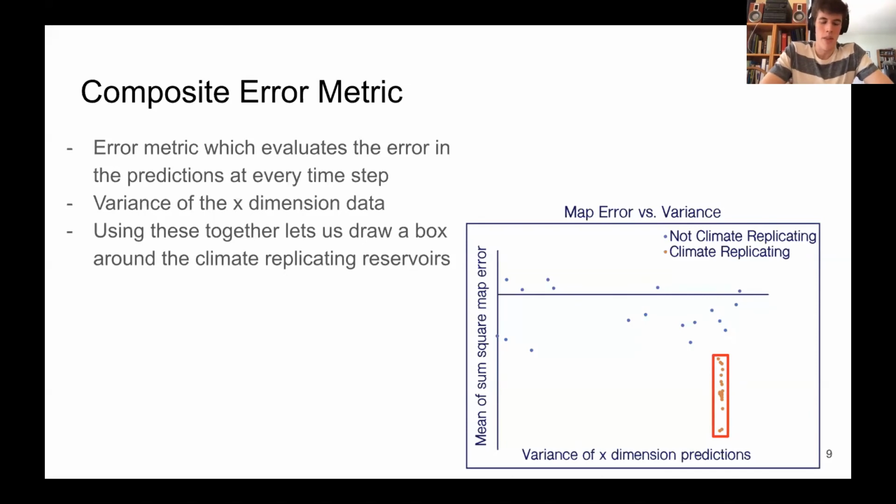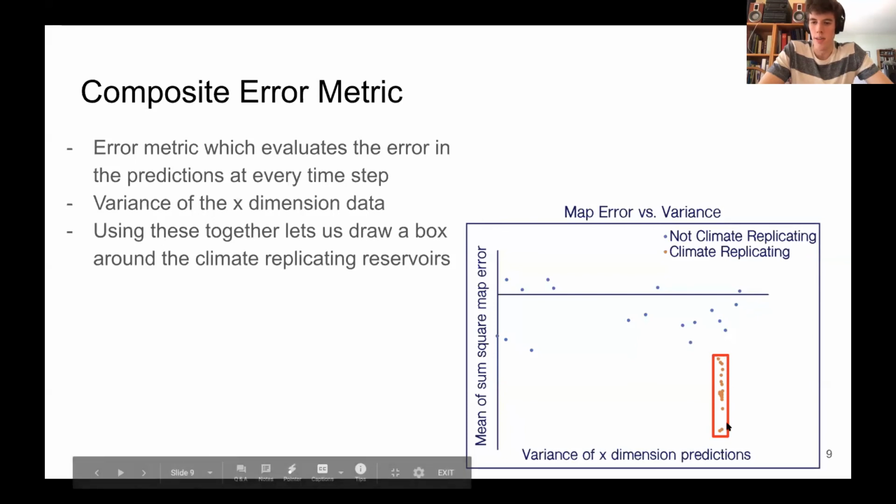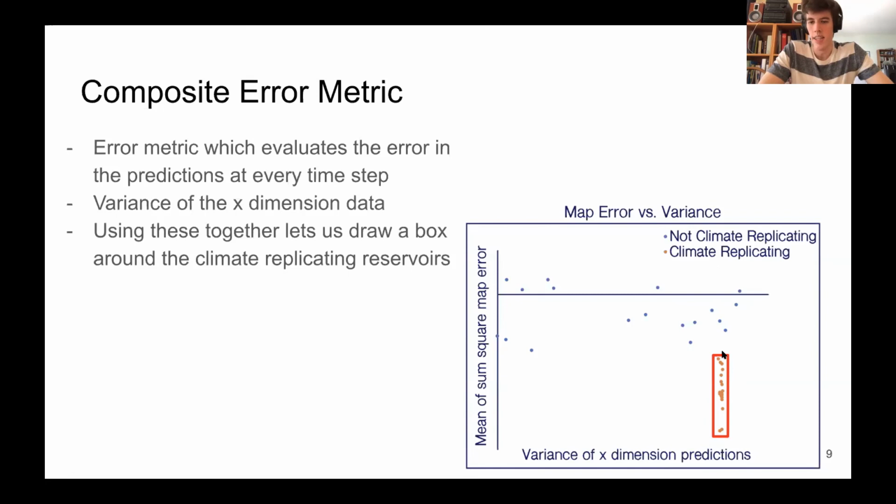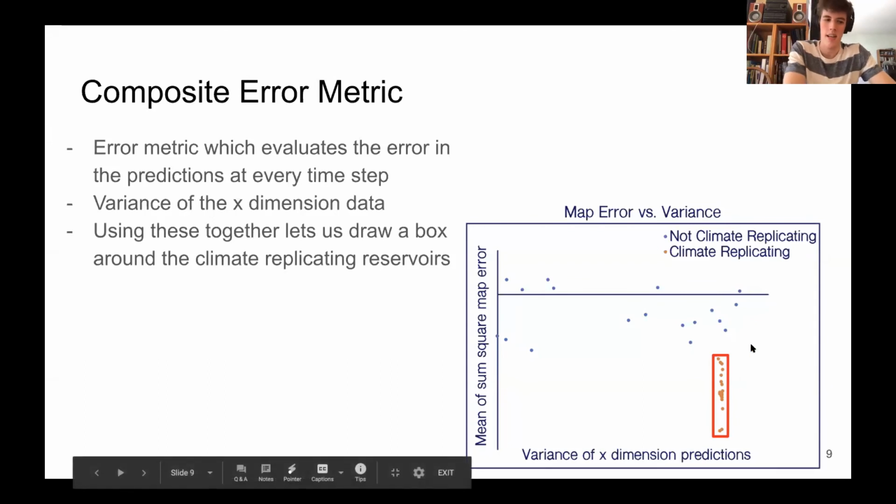So from this point, rather than having to look at each individual plot of predictions and say, does this look like it's replicating the climate or not, we can basically draw a box around these good climate replication cases and say anything with variance and the single-step error metric that falls within this box, we're going to classify as having good climate replication.